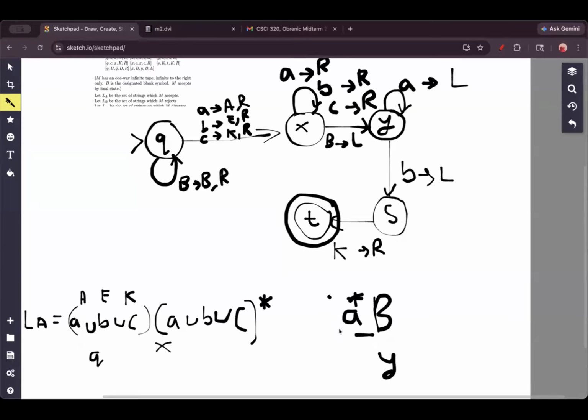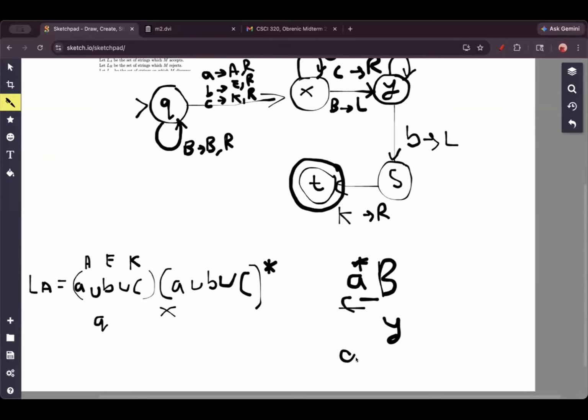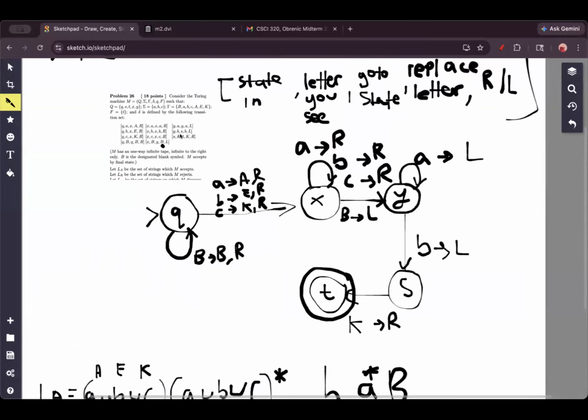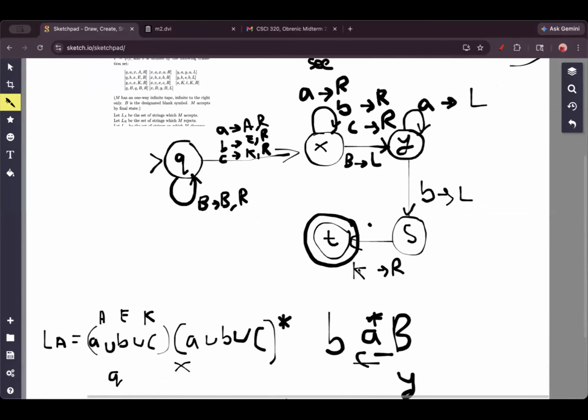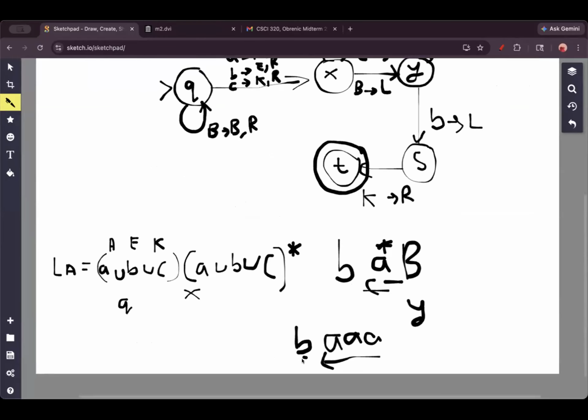Whenever I'm seeing these A's, I keep on going left and left and left. So in Y I'm seeing A's, my direction is turning left and left and left, until I finally see B. So my B should be coming before my A's. I see one B and I immediately switch to S. And in S, I have to see an uppercase K. How do I see an uppercase K when I'm in S?